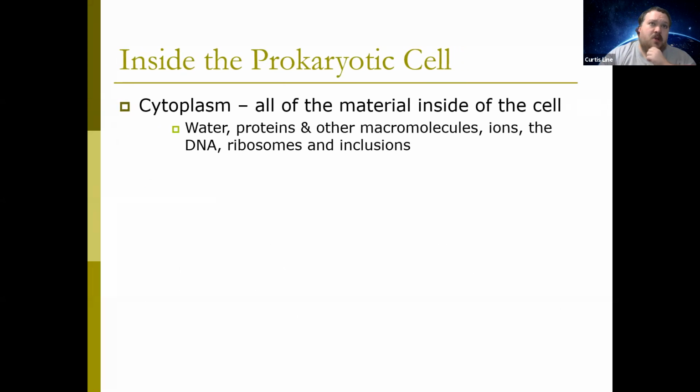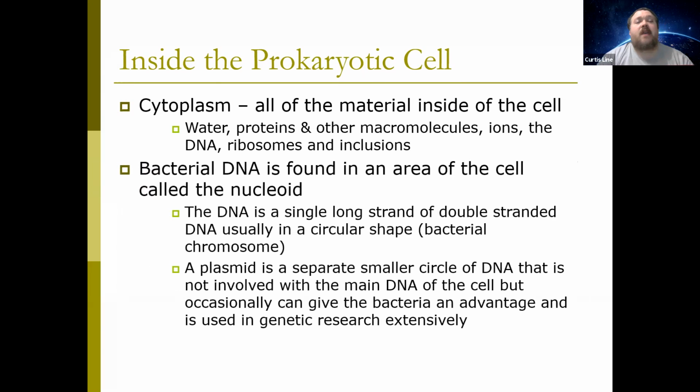All right, so you should know what cytoplasm is. Cytoplasm is all the materials inside the cell. So water, protein, ribosomes, all that stuff. And then, of course, we already talked about how prokaryotic cells do not have a nucleus. They have a nucleoid. The nucleoid is the region of DNA. The bacterial DNA is usually just a single long strand of DNA that wraps up into a circular shape.